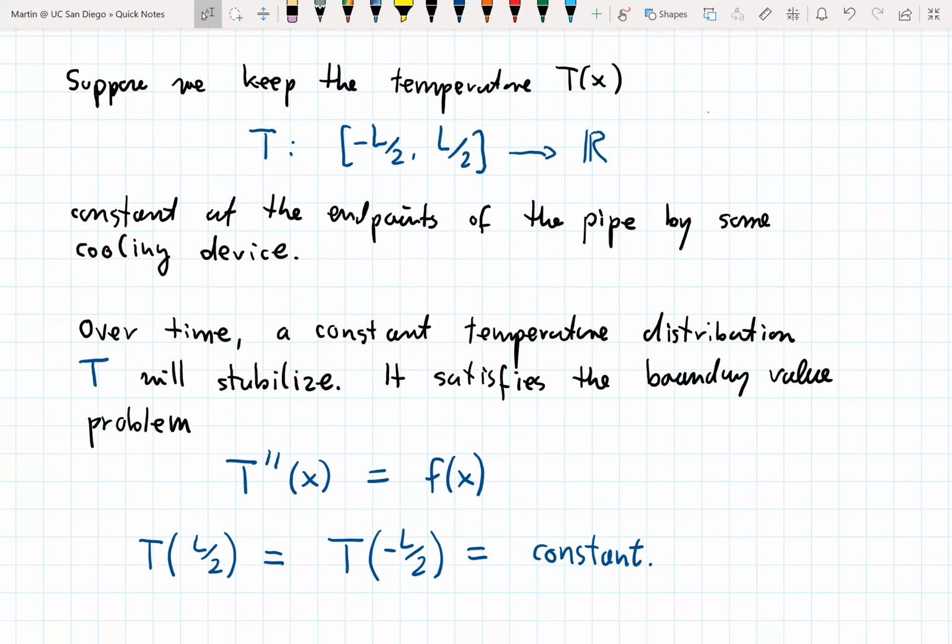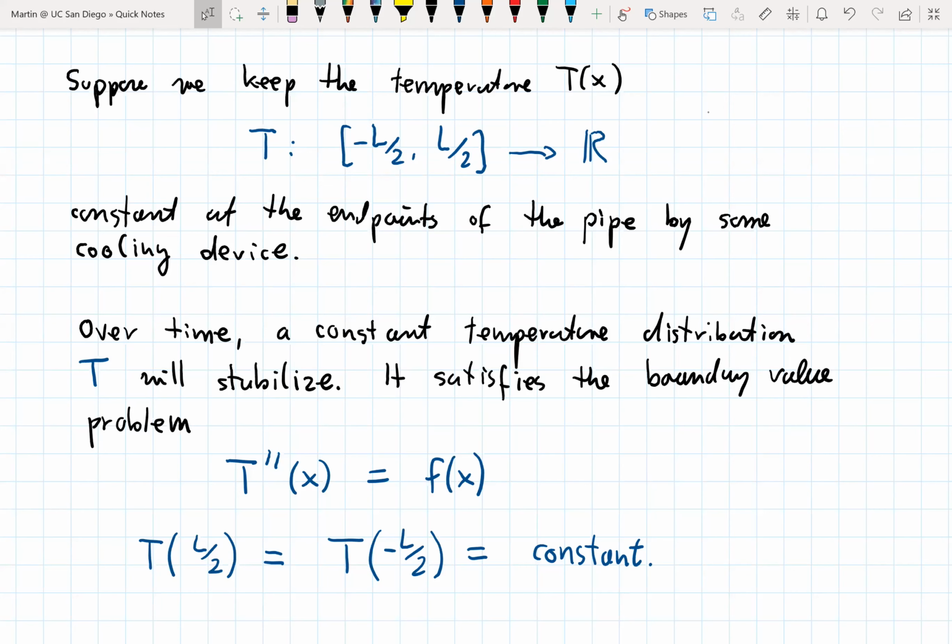At the left endpoint of the interval, minus L over 2, we have a constant temperature. At the right endpoint of the interval, at L over 2, we have a constant temperature. And the function T satisfies the differential equation T prime prime of x equals f of x. In other words, the second derivative of T equals the heat generation f. Technically, we can also deduce some proportionality constant, but let's keep the model simple at this point. Okay, so that is a differential equation.